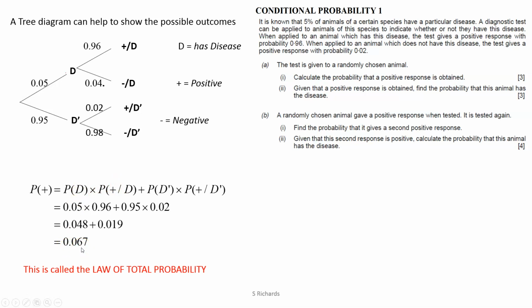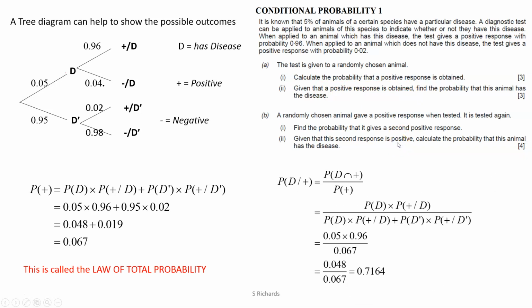0.067. In part 2, we are now given a condition. We are given the condition that a positive response is obtained. We're asked to find the probability the animal has the disease. I'm going to apply the formula for conditional probability. This is actually Bayes' theorem, but again, the terminology is not important here.